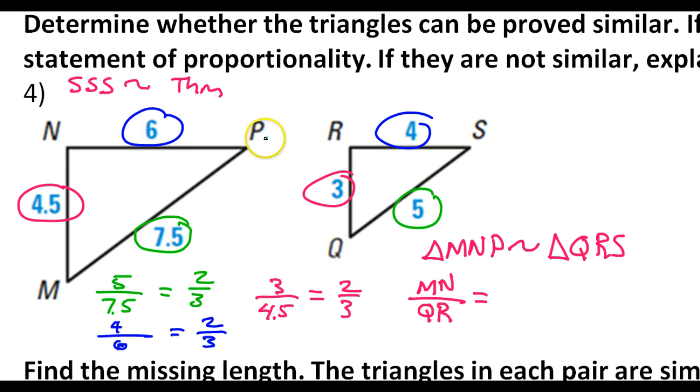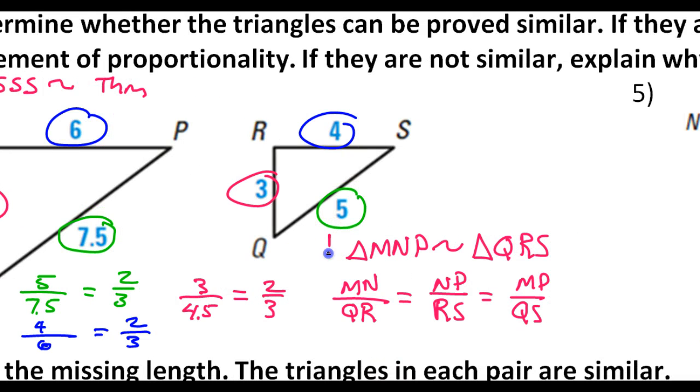And the blue one, so NP over RS. And the green one, so MP over QS. Okay, so there's your similarity statement and your statement of proportionality. Okay, maybe I should put a box around that.